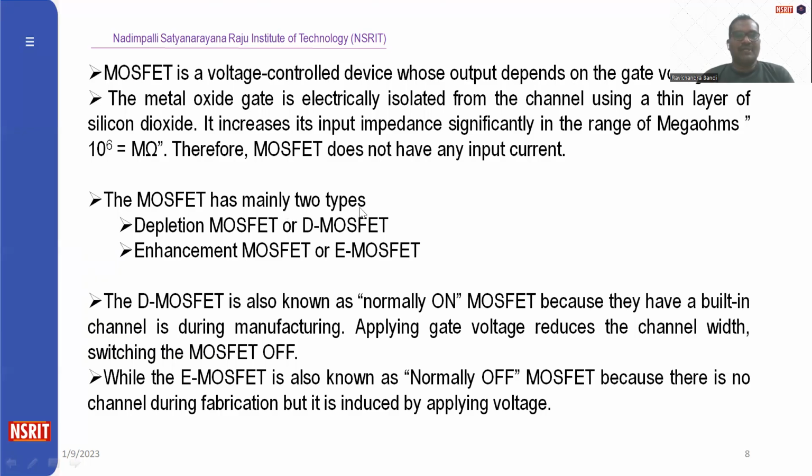The MOSFET has mainly two types, depletion mode MOSFET and enhancement mode MOSFET. The depletion mode MOSFET is also known as normally on, and the enhancement MOSFET is known as normally off. The depletion mode is called normally on because it has a built-in channel during manufacturing. Applying gate voltage reduces the channel width, switching off the MOSFET. While the EMOS is known as normally off because there is no channel during fabrication, but it is induced by applying the gate voltage.